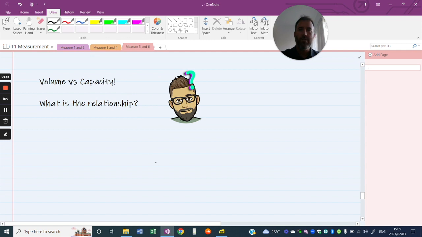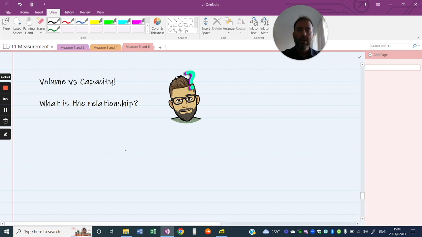So are these things different? No, they're not different. They're exactly the same. There is a slight difference. Volume is about space inside a 3D object, and capacity is about how much liquid the 3D object can hold. So if they mention capacity, you just have to convert from your volume units into your capacity units, and I'll show you how we do that now.